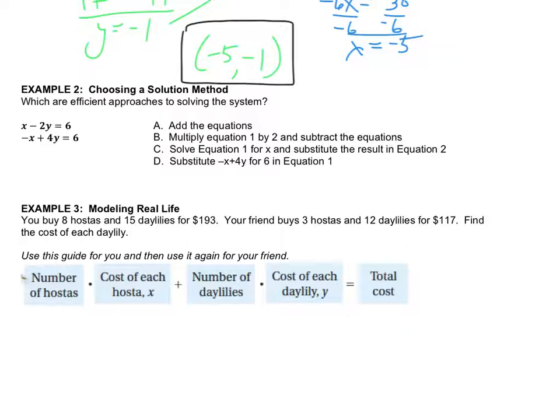So this next one is asking me to look at some different things. We have an A, B, C, and D, and decide which are efficient approaches to solving for that system. Doesn't mean there's one. Let's just see how many we have. So if I look through these, the first one, A, says add the equations. So what would happen if I added these two equations? Well, I think that would be a pretty efficient way, because notice these two negative coefficients right here, if I added these two together, I would eliminate one.